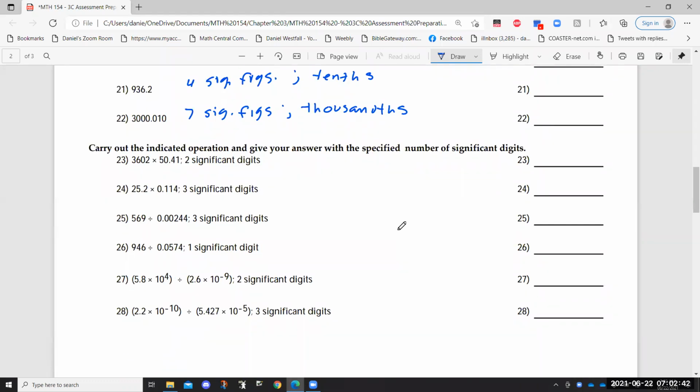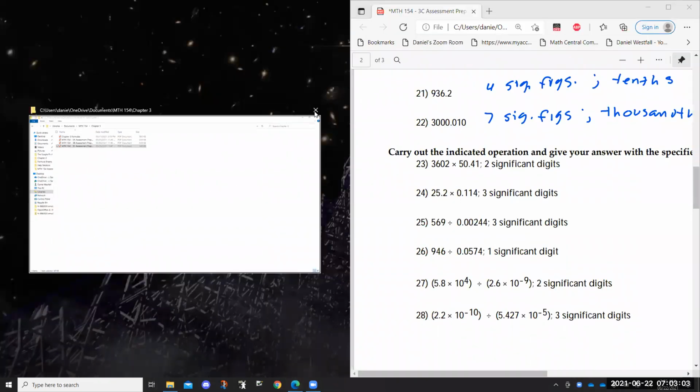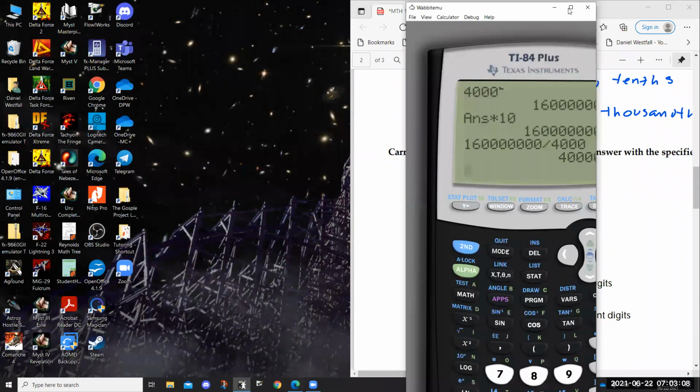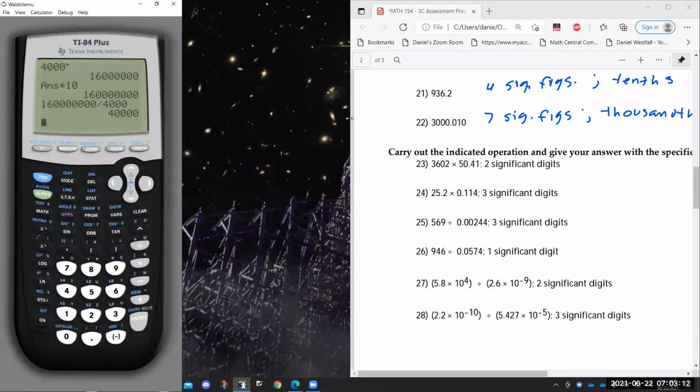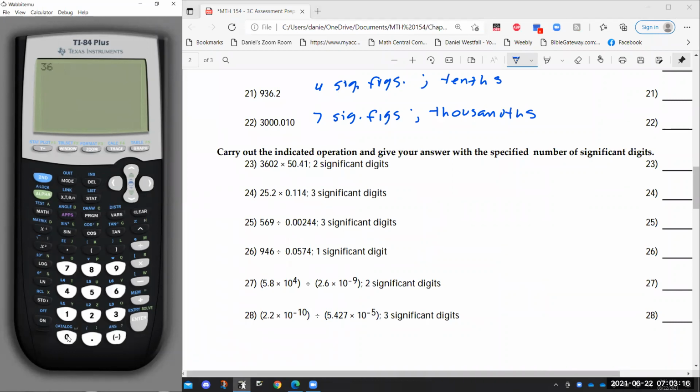We're going to do some math with our calculator and round it to the appropriate number of sig figs. So let me just show you that. If I put this on the right hand side over here, pull up the calculator, and show you 3602 times 50.41. And it tells me 2 sig figs, so these are the first 2 significant figures, and the next digit rounds down. So my answer here is going to be 1, 8, then 0, 0, 0, 0.